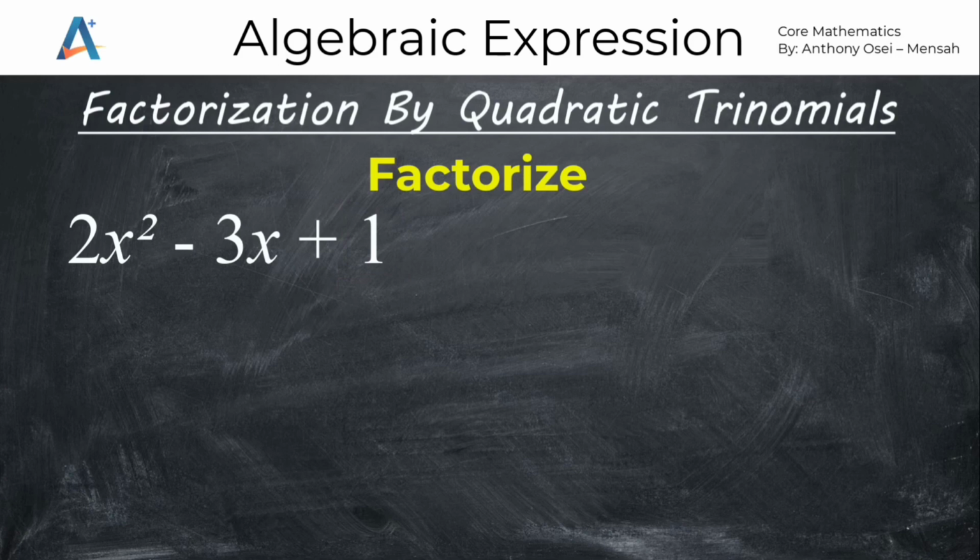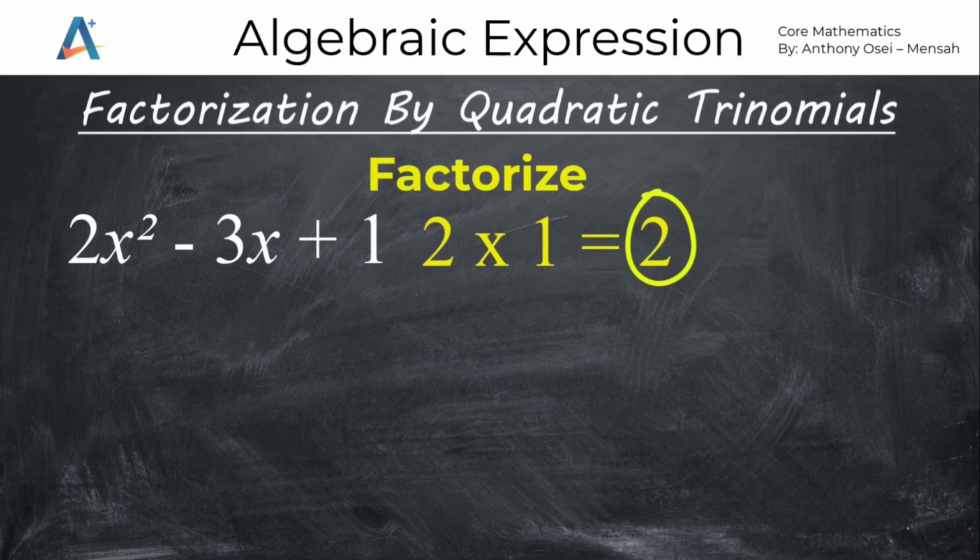So step number 1, check the arrangement. The square term starts, the term with the power 1 is second, that is the middle term, and the constant is as usual last. So we can go ahead and find the factors. Before we find the factors, multiply the coefficient of the square term by the constant. So here 2 times 1. So let's do that one. So 2 times 1, we get 2.